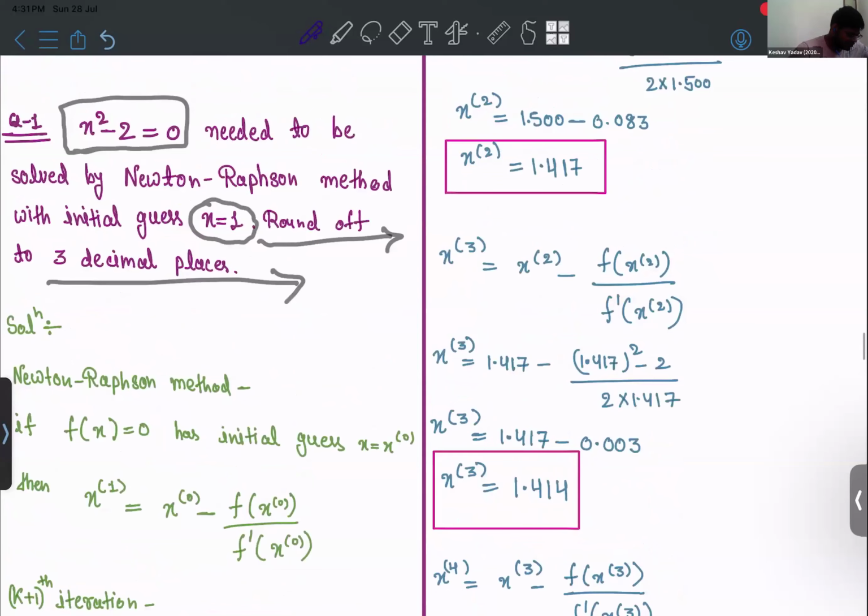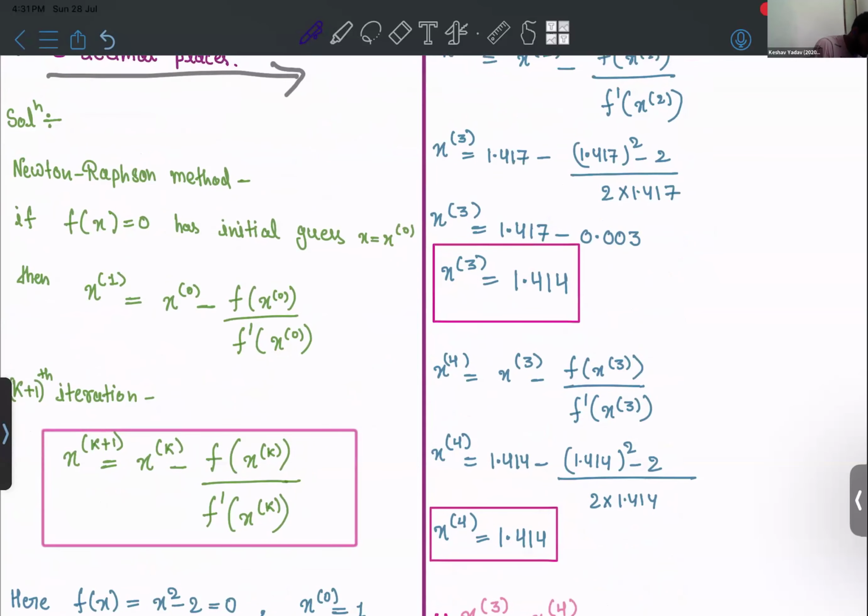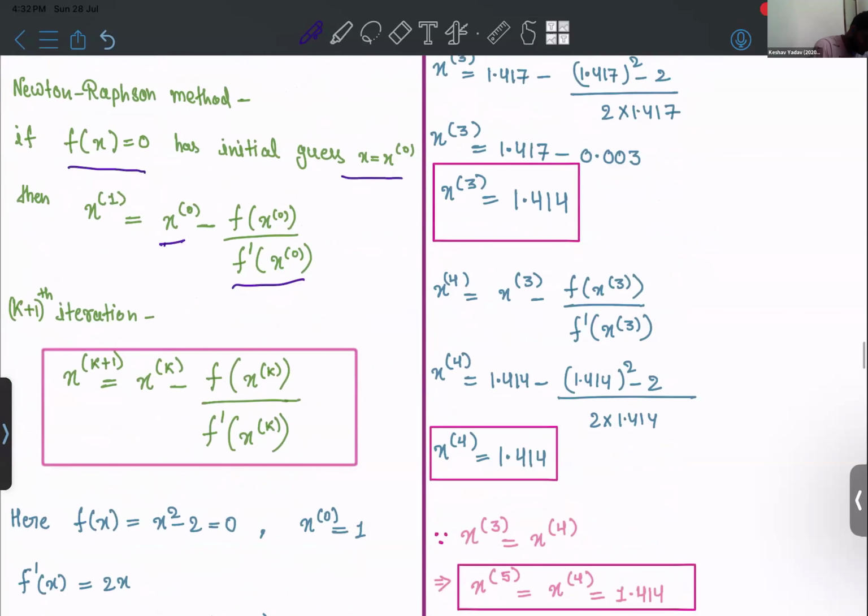So what the Newton-Raphson method says is, if some function f of x equal to 0 that we wish to solve has some initial guess x at the 0th iteration, then x at the first iteration will be equal to x at the 0th iteration minus f of x at the 0th iteration divided by f prime at the 0th iteration. This can be written in general: x at the k plus 1th iteration equals x at the kth iteration minus f of x at the kth iteration divided by f prime of x at the kth iteration.